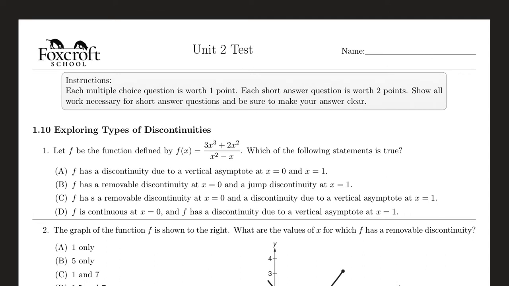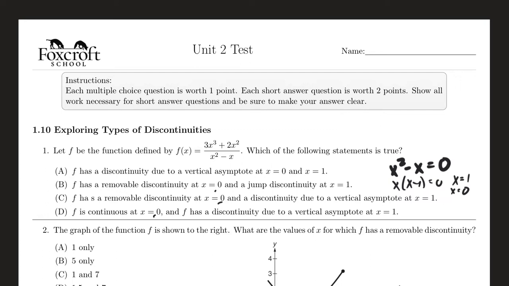All right, so this first one, we had this function defined this way, and basically it's telling you our options are 0 and 1. We're trying to figure out which type of discontinuities there are. So the discontinuities are going to happen when the bottom of the function equals 0. So it's x squared minus x equals 0. And if I factor this, I see that's at 1 and 0.